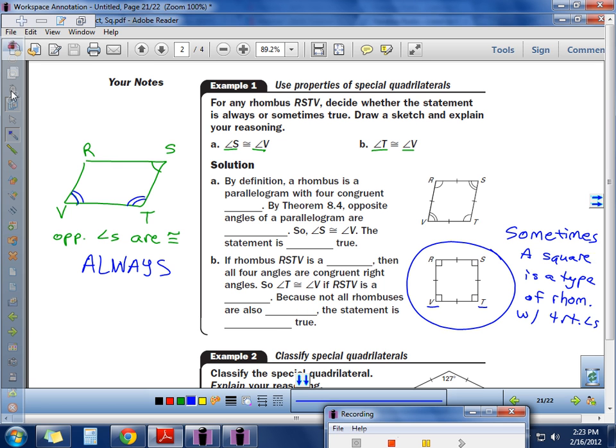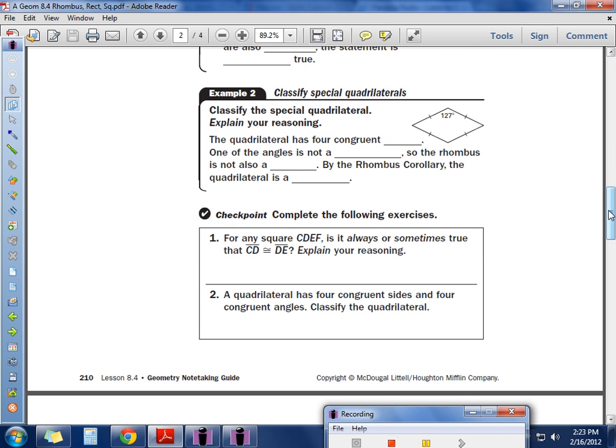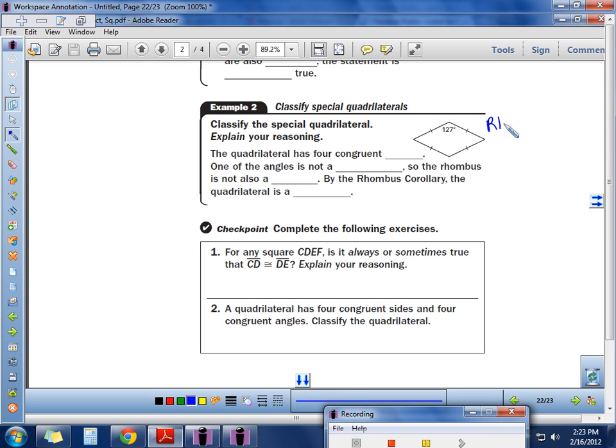Example 2. Pretty easy one. Most everybody's doing really well with this today. Classify the quadrilateral and explain. What kind of shape is that? That's a rhombus. It is a rhombus. So write that down out to the side. And why is it a rhombus? Four sides. Good job.